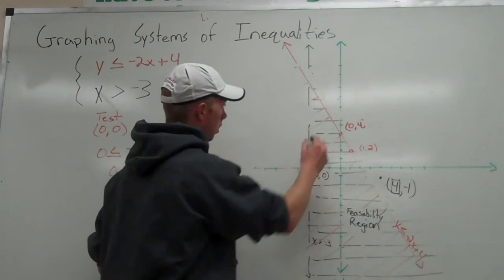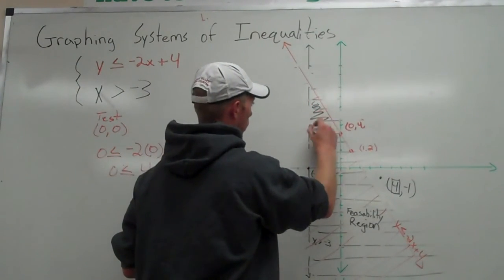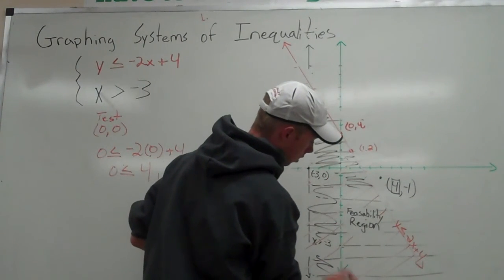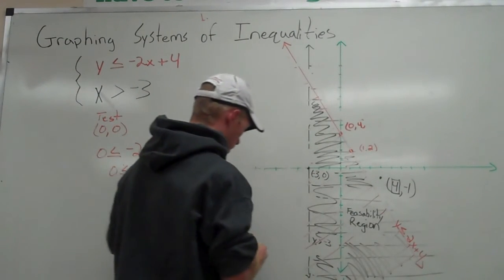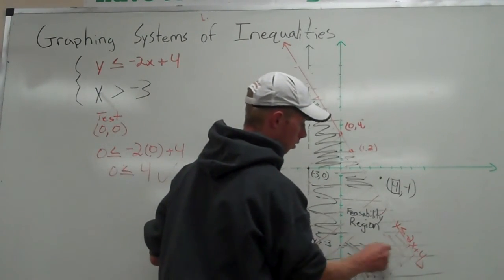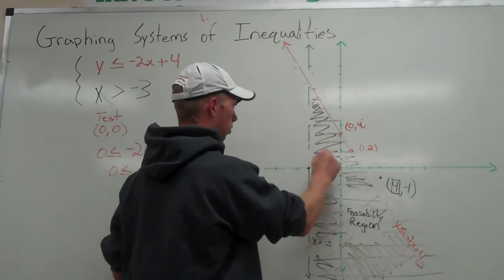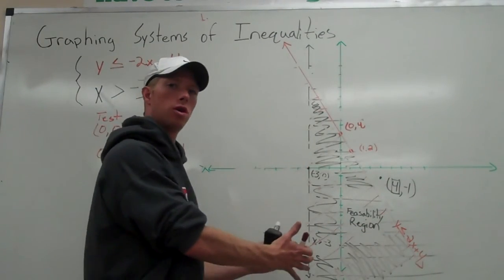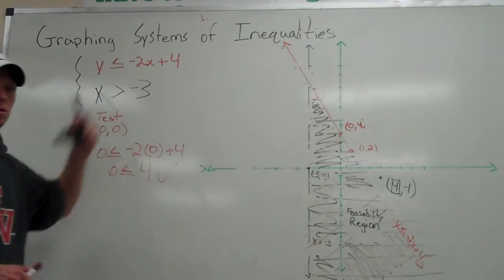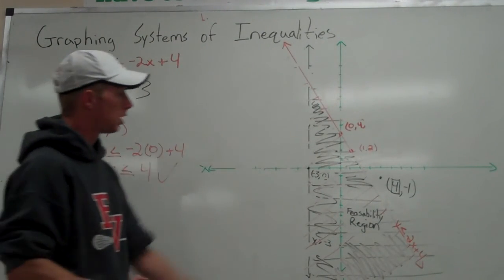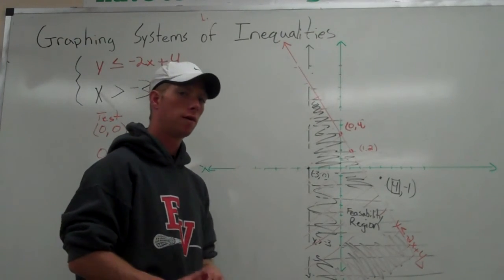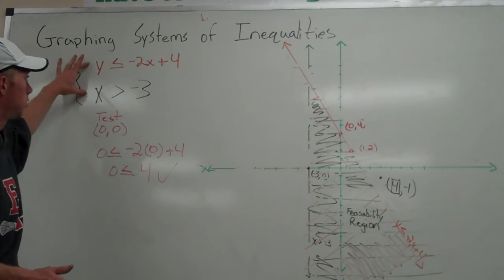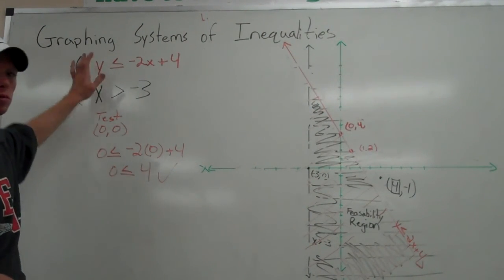So even with this, I can come and darken all of this area in here because any point in there makes it true. You can use red and black because both are true in here. This is my feasibility region. This would be the solution to this system of inequalities. And that solution has an infinite number of points in this area. And that's how we graph a system of inequalities when maybe our forms are a little bit different.